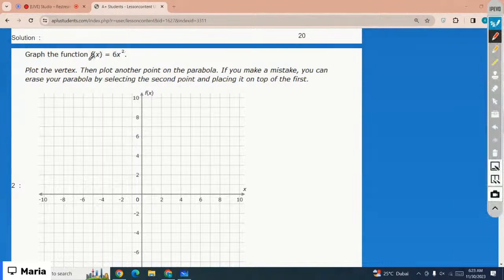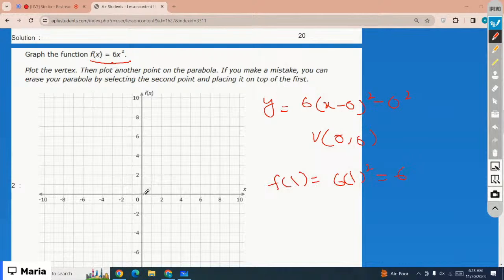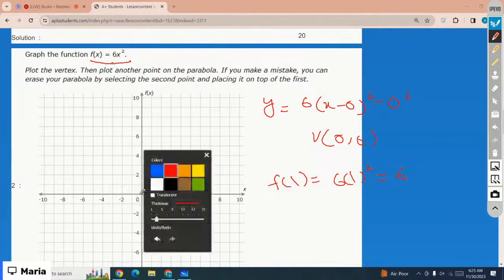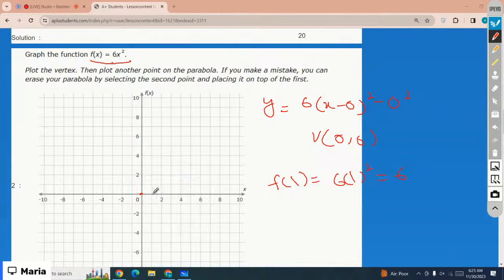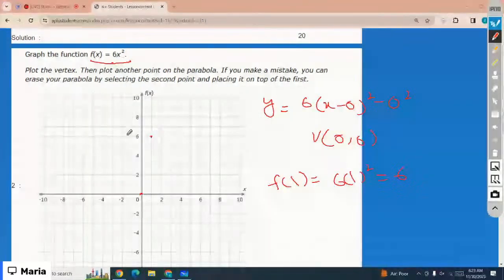The equation in the form of a parabola is (x minus 0) whole squared minus 0 squared. So the vertex of the parabola must be (0, 0), because the equation is simply 6x squared. We need another point on the parabola, so replace x equals 1. If you do f of 1, that is 6 times 1 squared, equals 6. So you have now two points: (0, 0), the vertex of the parabola, and x equals 1, y equals 6. Just join these two points and make a parabola.